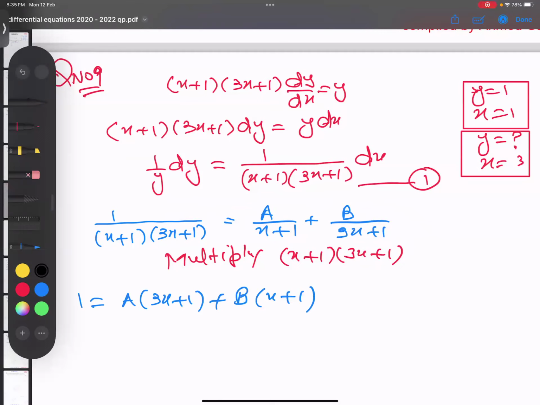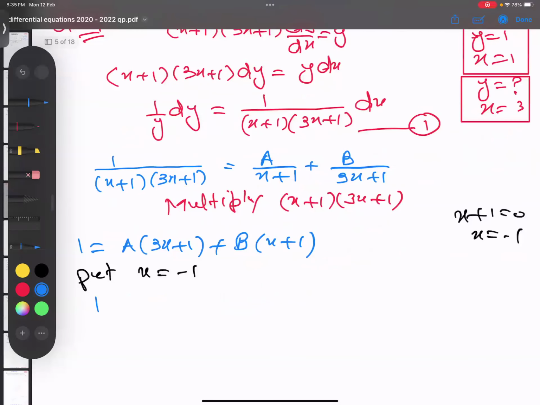So one time I will plug in this equal to 0. So look here, x plus 1 equal to 0. I got minus 1. So put in the whole equation x equal to minus 1. When I put minus 1, left hand side, no problem. When I put minus 1 here, I get here negative 2. When I put minus 1 here, this becomes 0. So the a value becomes negative 1 over 2.